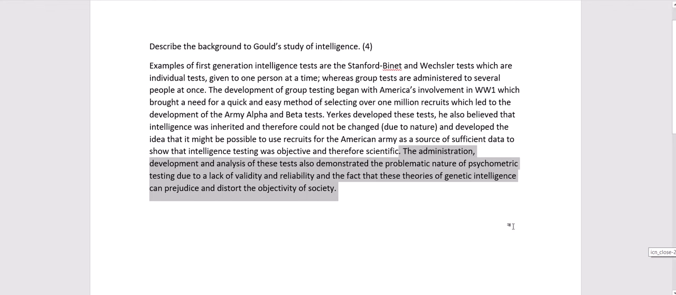Okay, so obviously I've given quite a detailed answer here. I'm not necessarily saying that this is the exact answer that they're looking for, but what I would do is make reference really to 4 things. I'd make reference to the original tests. I'd make reference to this use of Army alpha and beta tests for group testing. I'd make reference to inherited intelligence, and I would make reference to the problematic nature of these tests, and then that should get you 4 marks.